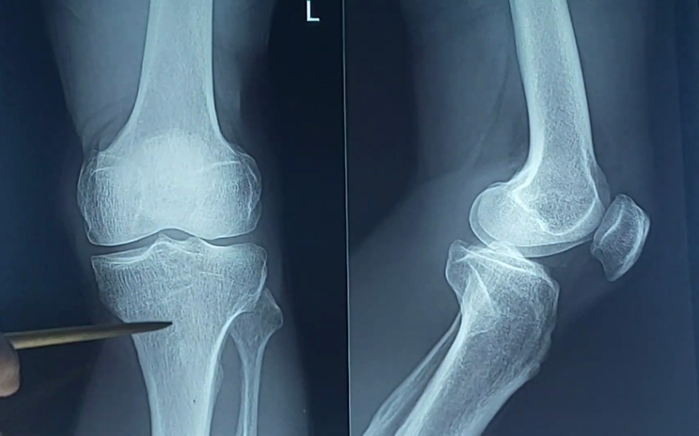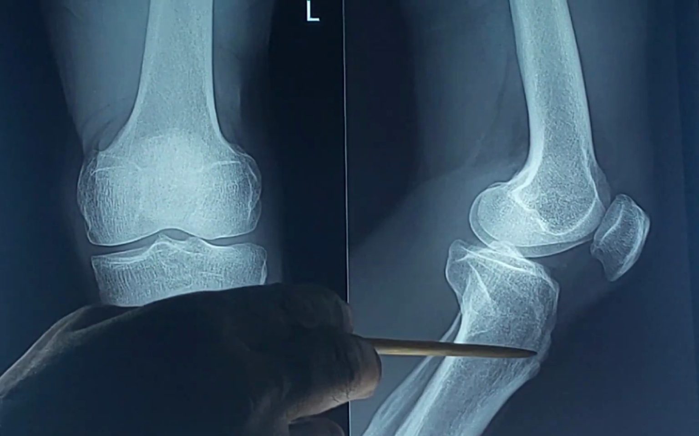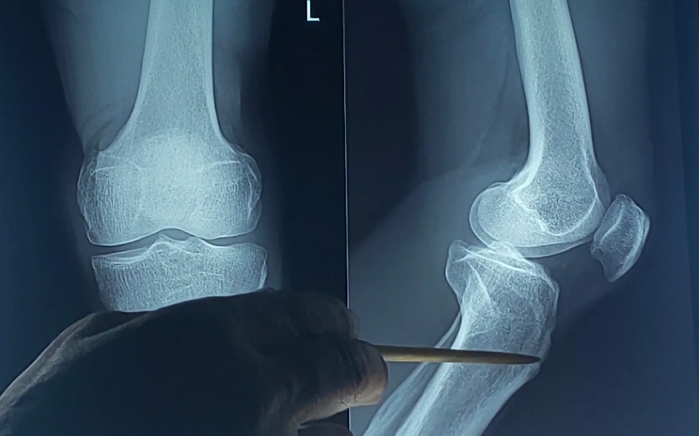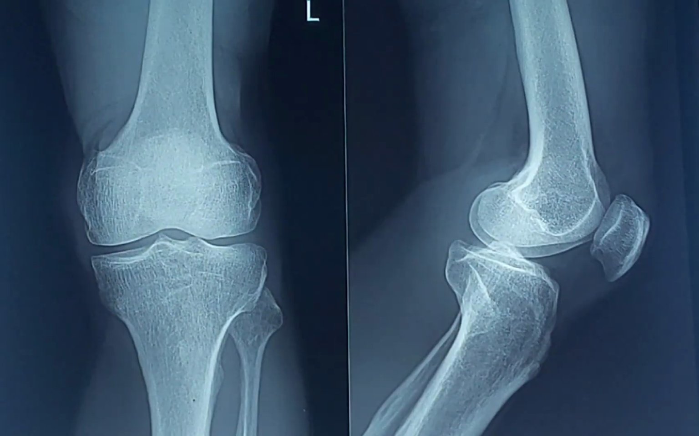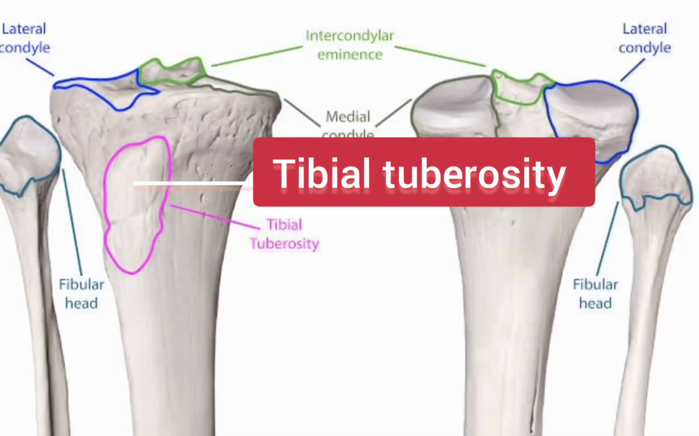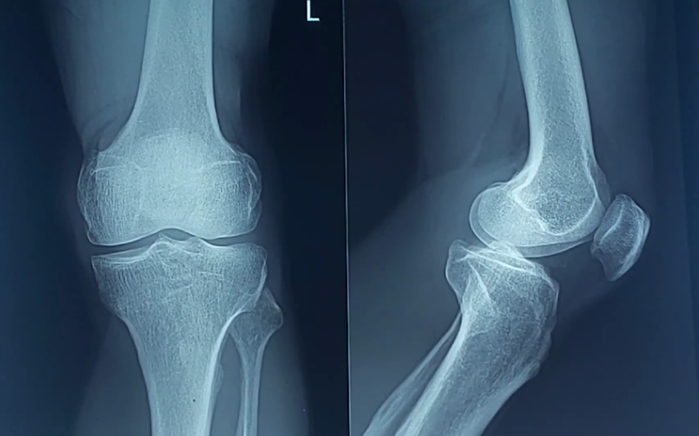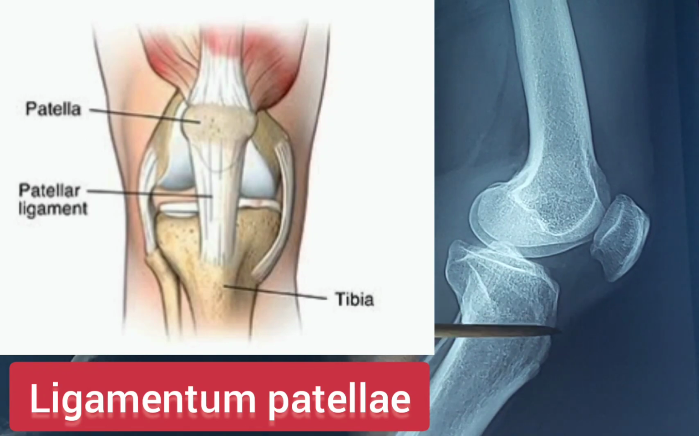Below the condyle, on the anterior aspect, there is a prominence here. In lateral view, this is the prominence, which is more prominent or more clear in the lateral view. This prominence is called tibial tuberosity. So tibial tuberosity, here is the attachment of some important structures. What are the attachment of tibial tuberosity? Here you will get the attachment of the ligamentum patellae. So ligamentum patellae extending from the apex of the patella to the tibial tuberosity.